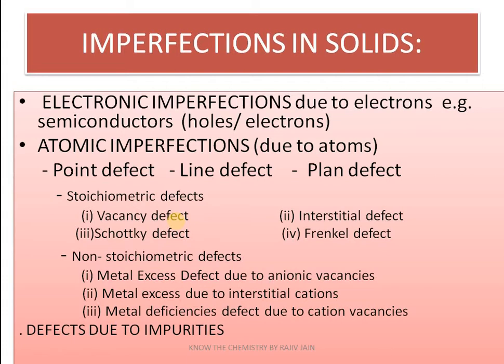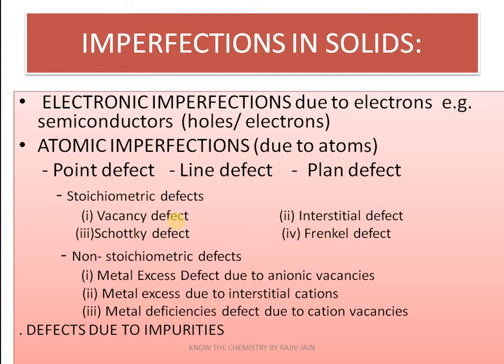Next is atomic. If somewhere an atom is missing, we are not talking of electrons, we are talking of a missing atom. These defects are of 3 types: point, line and plane. Point means one atom is removed; if one line is removed, then there is a line defect. If one full plane is removed, it is like having a room and the full roof is gone. After that we have discussed stoichiometry.